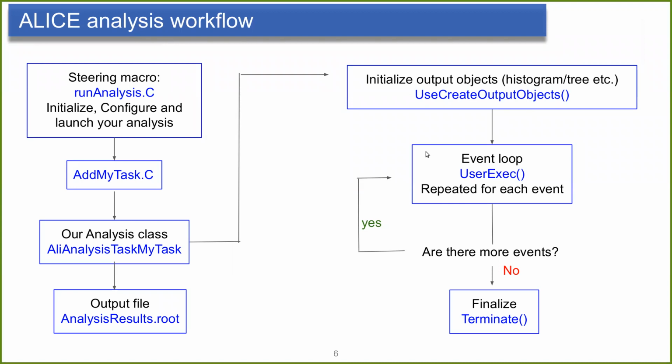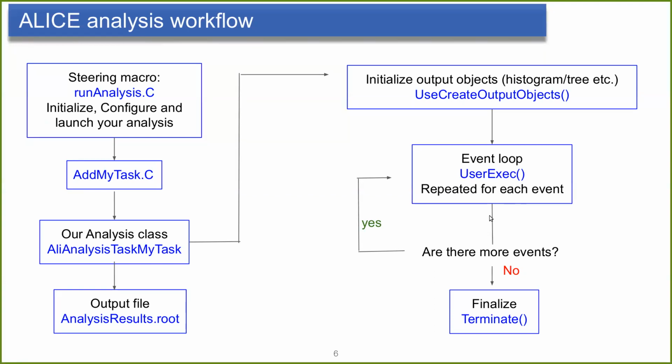So this user execute is basically the main program where we write our analysis algorithm, meaning whatever analysis you want to do, like invariant mass of selection of some particle, or some calculation of pt, phi, eta, all these things you need to write in this user execute function. This user execute function is basically an event loop that will execute your algorithm for each event.